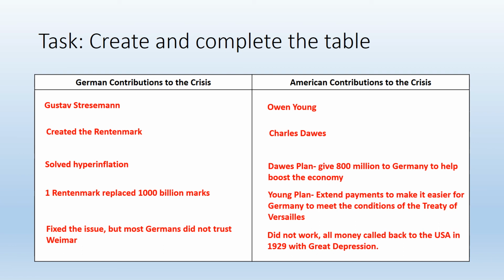The money was called back in 1929 when the stock market crashed, and this was a way for America to kind of recoup some of the money that they lost during the stock market crash themselves. So go ahead and finish that table off, and you're done for your lesson today.